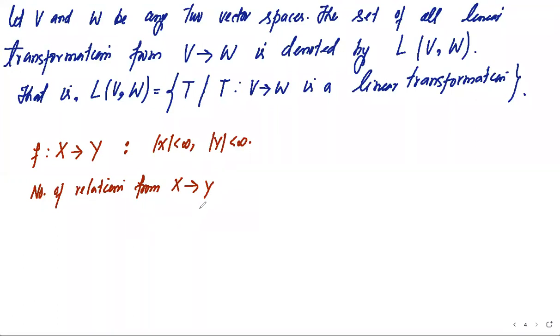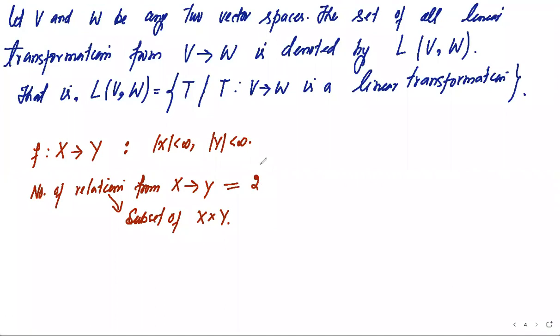What is the relation? Do you know what a relation is? Relation from x into y. It's a subset of x cross y. So the relation is a subset of x cross y. Now, how many subsets of x cross y are there? 2 power cardinality of x and cardinality of y.